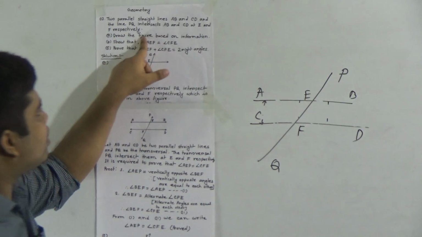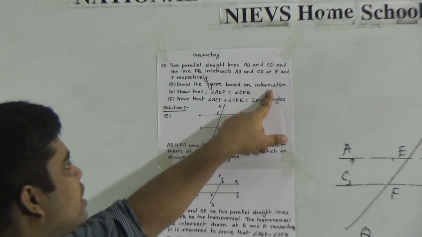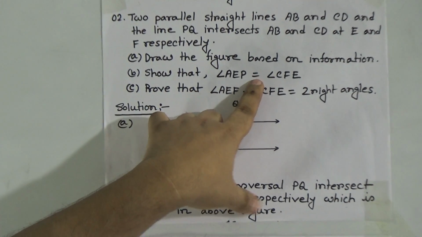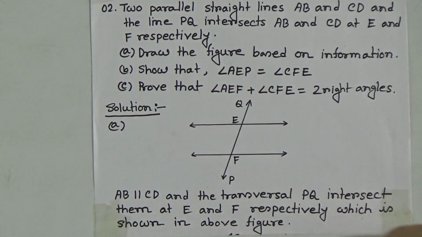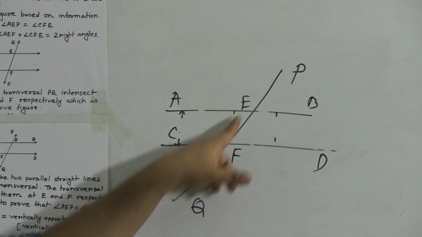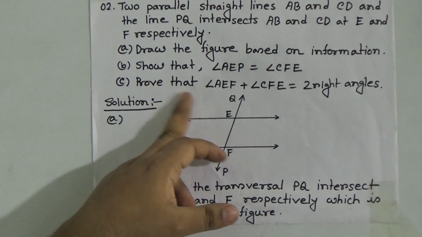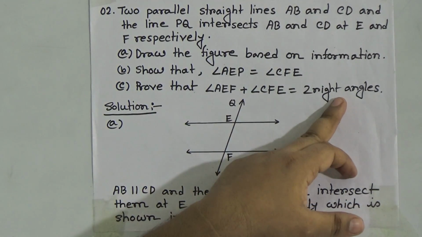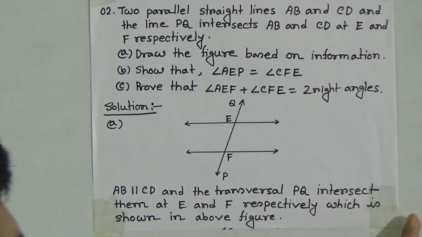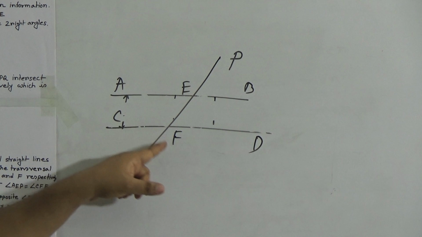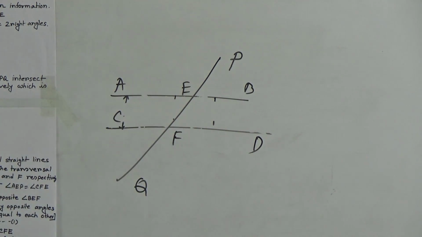Question A: draw the figure based on the information. Question B: show that angle AEP equals angle CFE. I repeat, angle AEP equals angle CFE. I hope you have understood, dear students. Next, prove that angle AEF plus angle CFE equals two right angles. Notice, angle AEF plus angle CFE equals two right angles.